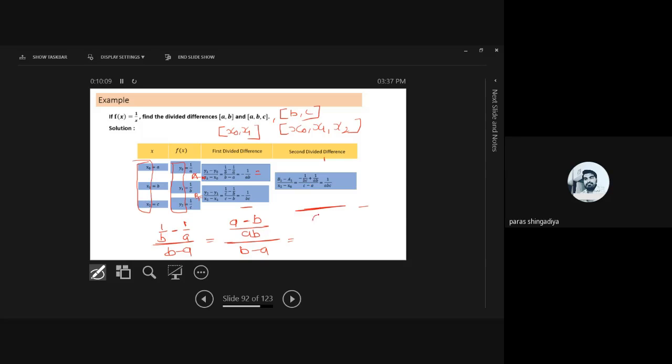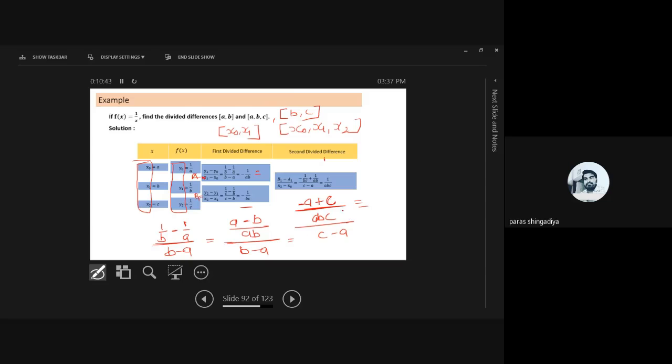The common term in the denominator is abc. Here bc is given in the first term, so we'll multiply by a, because a is not in the denominator. And in the second term, 1 upon ab is there and c is missing, so we'll multiply this 1 by c. So it will be minus a plus c divided by abc, upon c minus a. Clear? And minus a plus c is the same as c minus a, divided by abc.